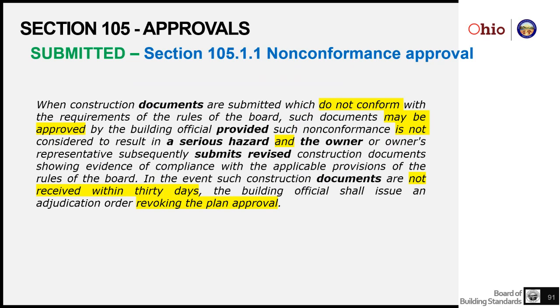Now, the last caveat in all this is that if those revised construction documents are not received within 30 days at the building department, the building official shall issue an adjudication order revoking that plan approval. So it takes that non-conformance approval away from the owner. He cannot continue his construction operation. So it's a very narrowly focused approval. And I'm not sure that it's used very often.